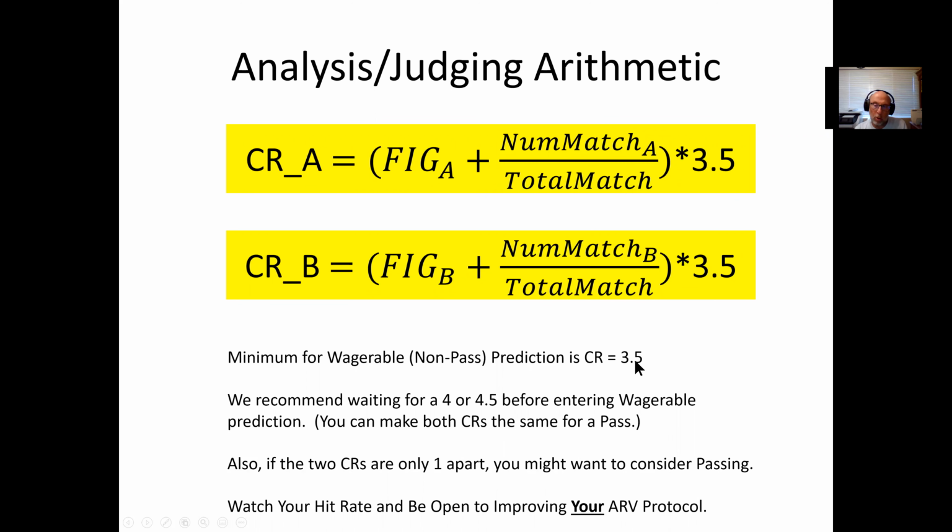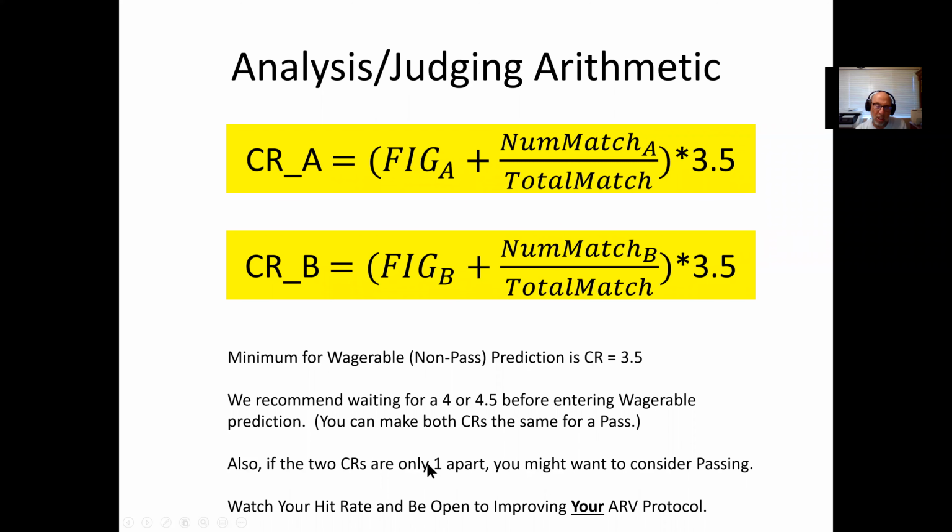If you want to turn this into a pass, you make both of the CRs the same. You can lower this to a 3. I'm assuming the other one is less than 3. Or you can raise the other one to a 3.5. And then in the note, you can say, I think it's photo site B, but I'm not strong enough. Also, if the two confidence rankings are only 1 apart, you might want to consider passing.